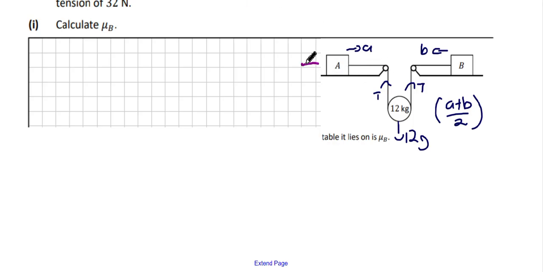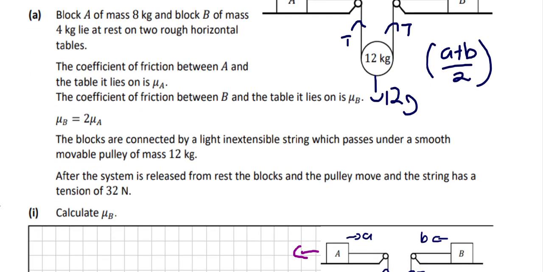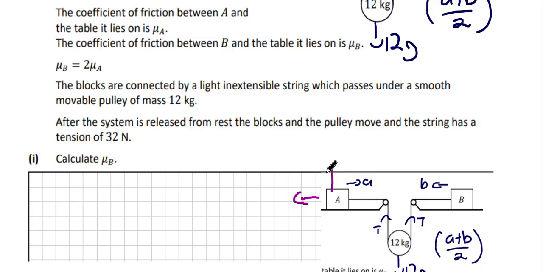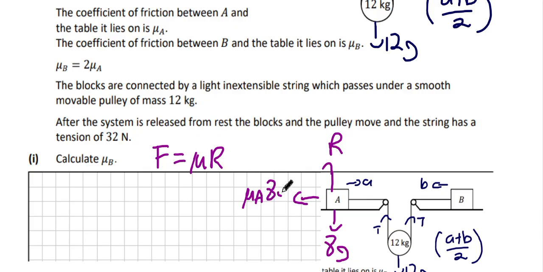There's friction, isn't there? Now what does it say the mass of A is? It's 8 kg. So it has an R value going up and 8G going down. And the friction will be, friction is mu R. So what's mu R in this case? Mu A times 8G, or 8 mu A G. Is that okay?